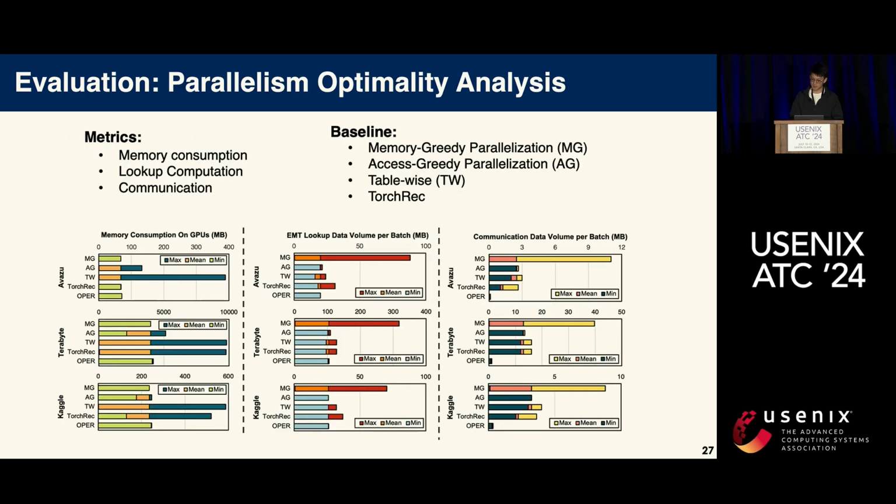And we also conduct an ablation study on the optimality of the parallelism. We look at 3 major metrics: the memory consumption, the lookup computation, and the communication. And we compare OPER with 2 greedy parallelization strategies and 2 parallelism strategies used in the state-of-the-art DLRM frameworks. And it can be observed that OPER is the only one that achieves near optimal performance in all 3 aspects, which demonstrates the parallelism strategy searched by OPER is near optimal.